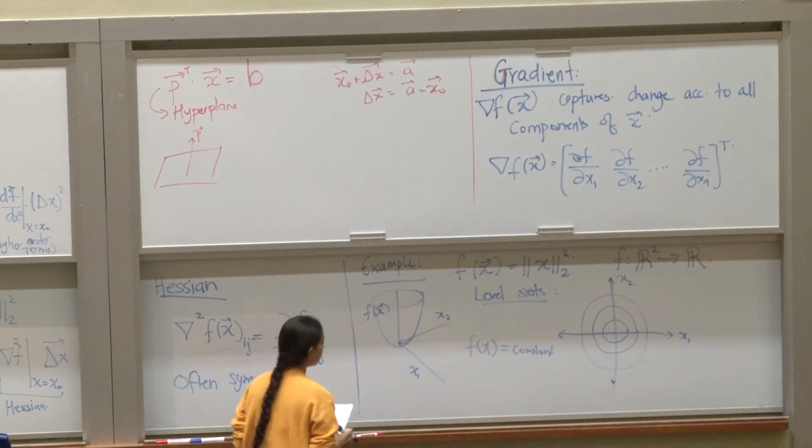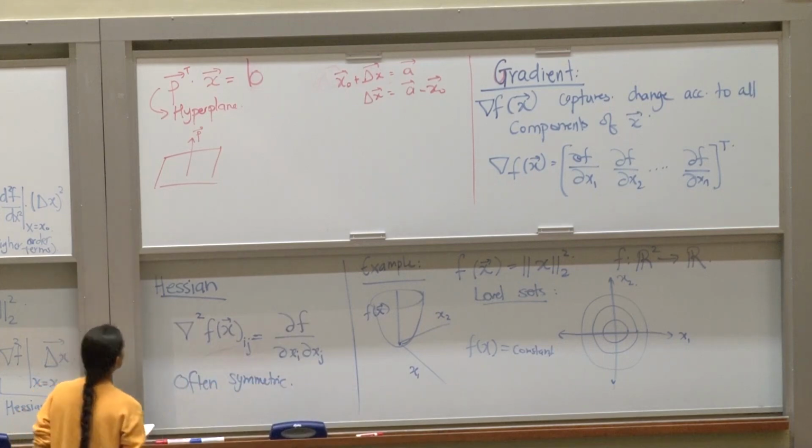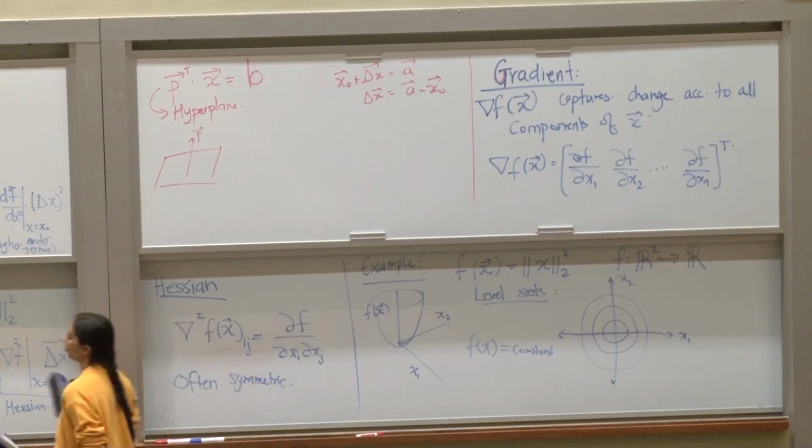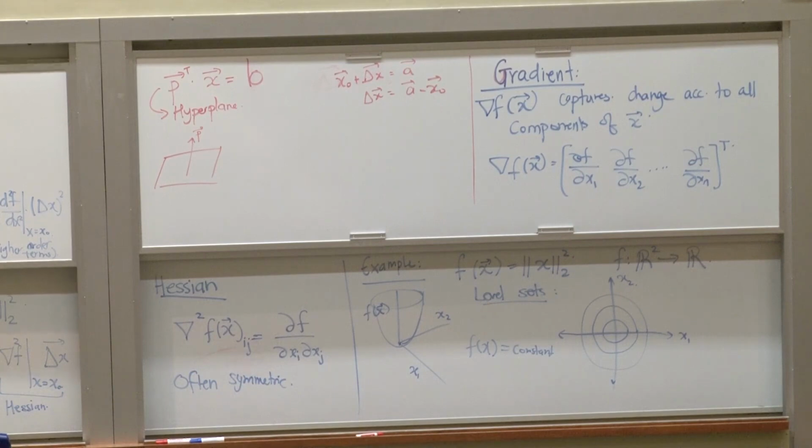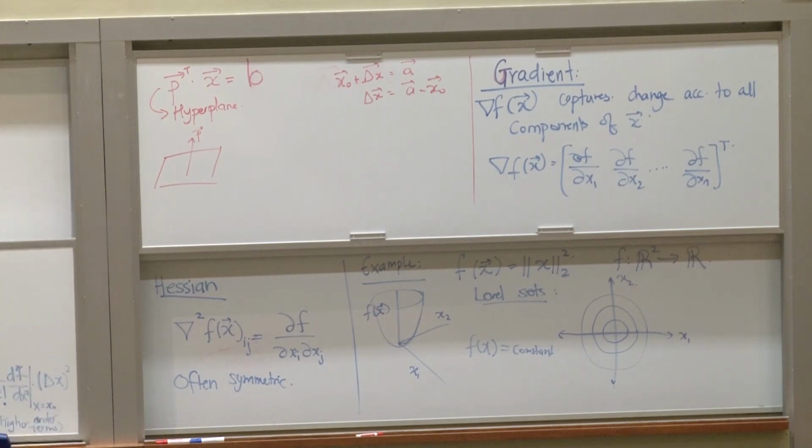Okay. So for this function now, what is the gradient and the Hessian? Why don't you compute that? And then we can work it out together. While I erase this board, why don't you compute what the gradient and the Hessian are?